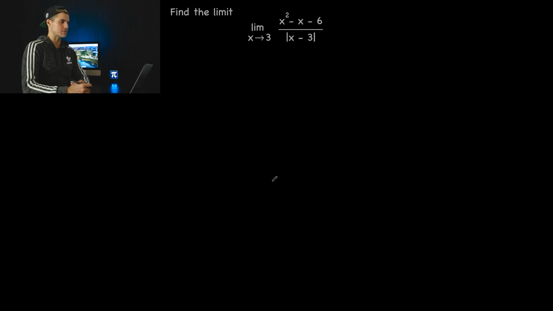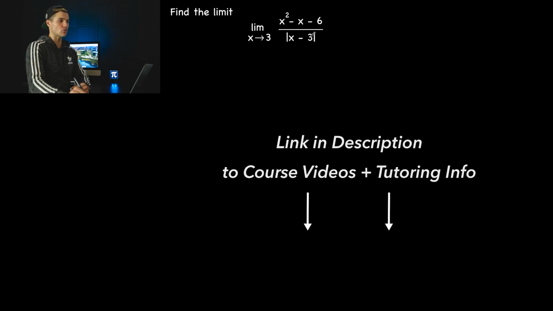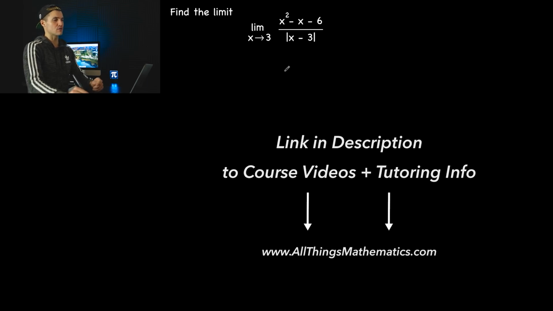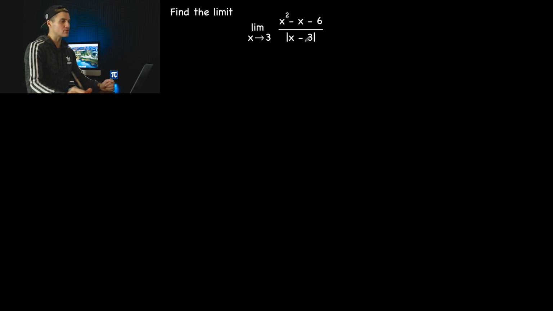Moving on to the next test question. We have to find this limit here, the limit as x approaches 3 of x squared minus x minus 6 all over the absolute value of x minus 3. So notice this absolute value. Usually when you see that, you know you're going to be dealing with a one-sided limit.